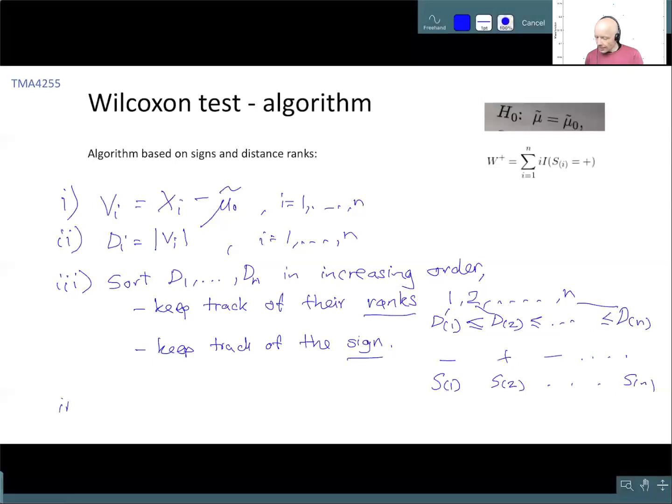And then the final statistic that we can call W plus is then the sum over all data, and then we have the rank of that data, and then the sign of that rank. If it's a plus, we count it. If it's a minus, we ignore it. So here we can sum up all the ranks of plus, and then we can sum up all the ranks of minus.